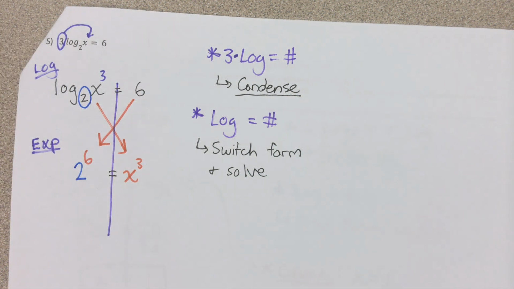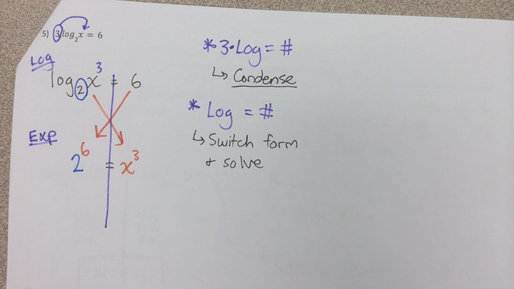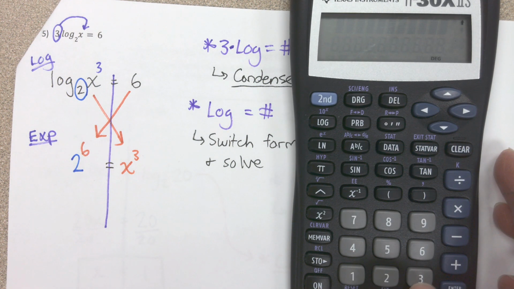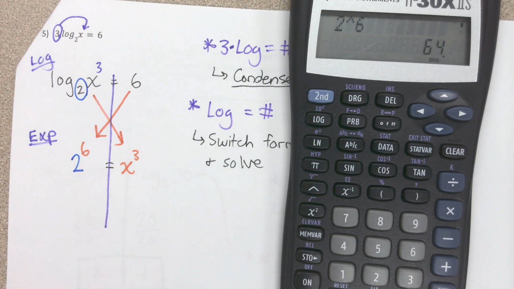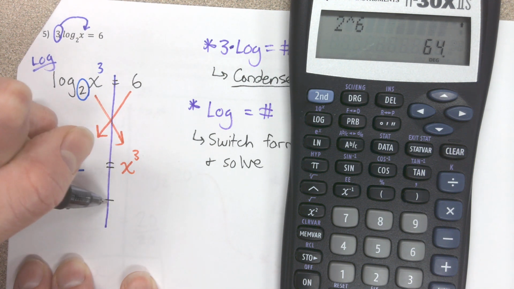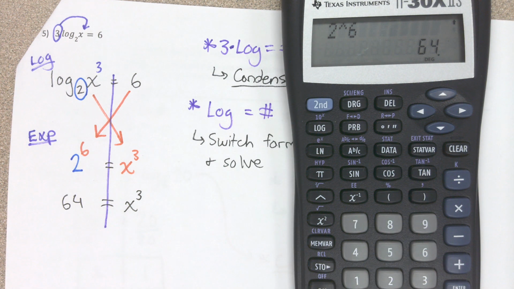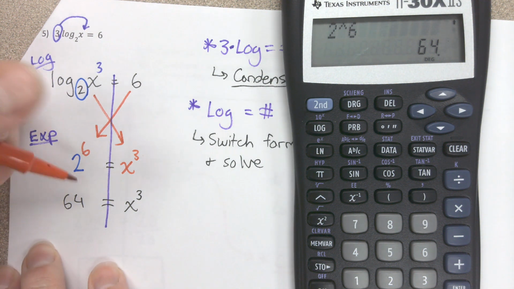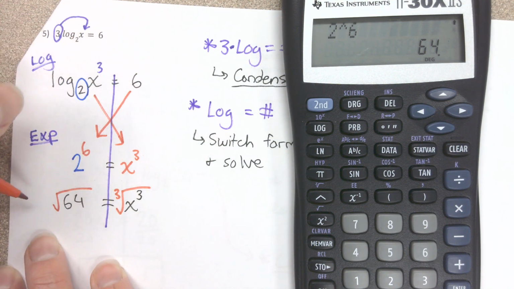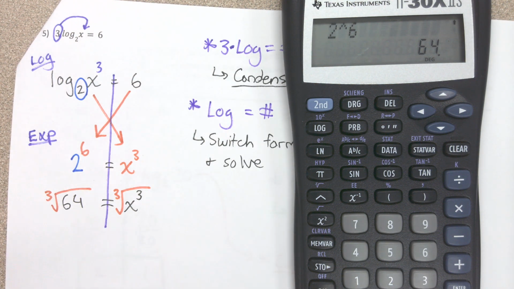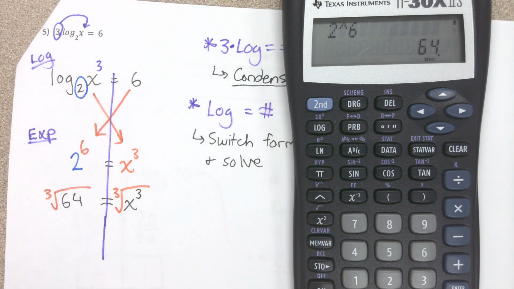We're going to pull out a couple old algebra tricks in a sec. 2 to the 6th, we can just use our calculator for that one. 64 equals x cubed. How do I get rid of a cube? Yeah? Exactly. It's like a square root, but we use a 3, so we use a cube root. Cube root both sides. So on the right side, that's going to cancel out the 3's and just give me x.